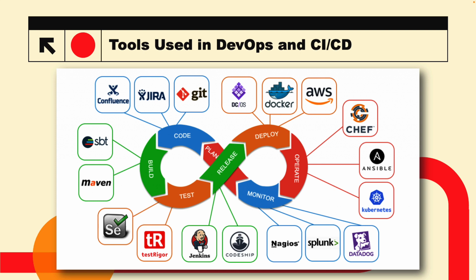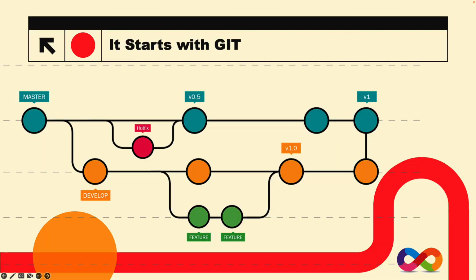The CI/CD process is programming language agnostic, so it doesn't matter what programming language you're using, Java, Python, PHP, you can still follow this process. Let's start with Git.